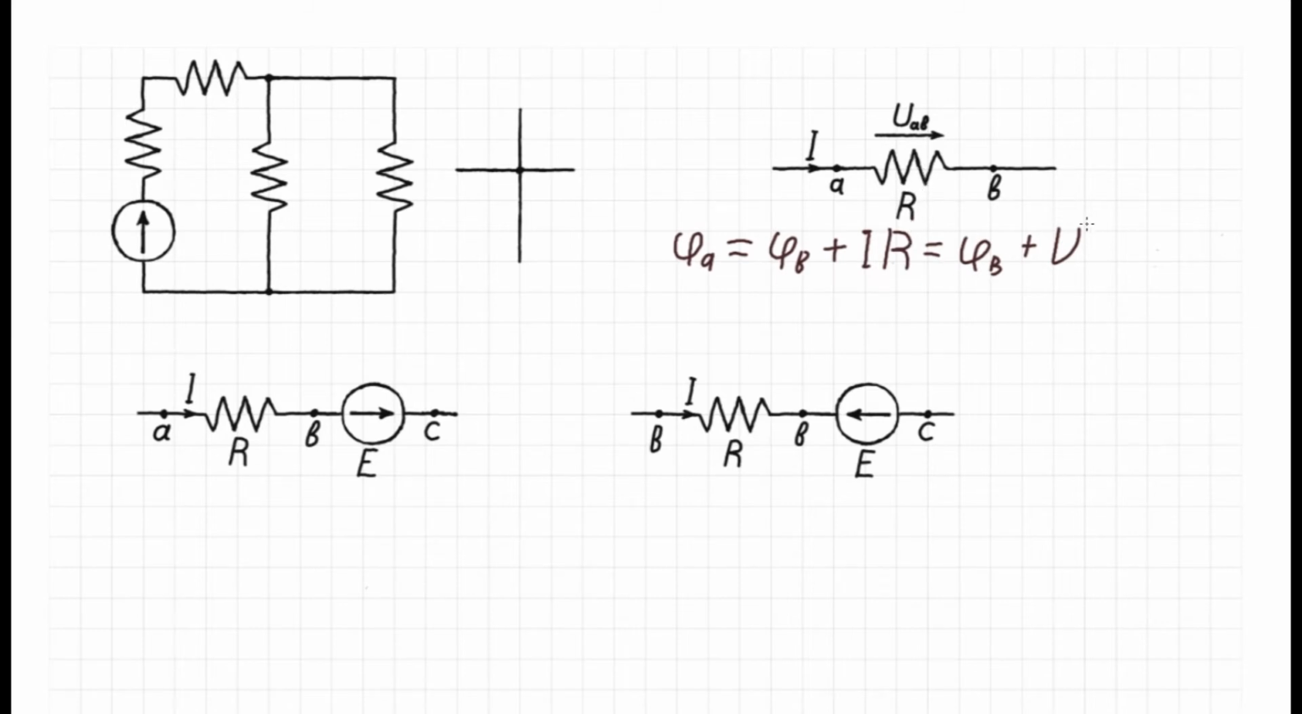and the fall of voltage is I multiplied by R, and UAB. Okay, and what we can get from this equation, we can get phi A minus phi B, and next get the equation as UAB.